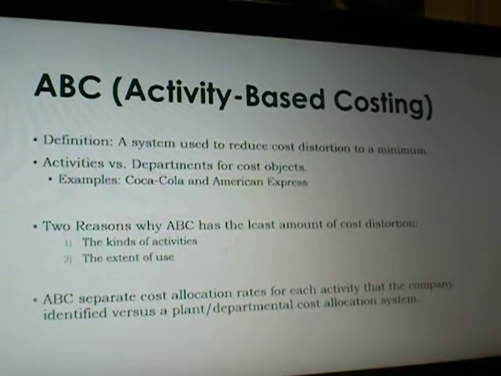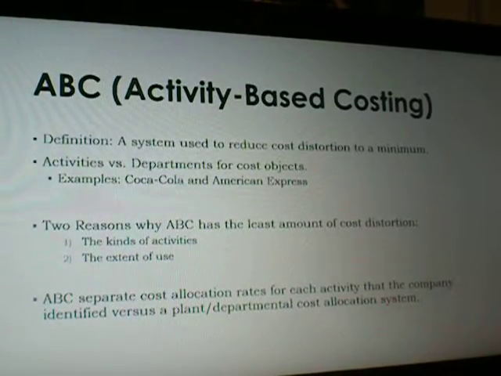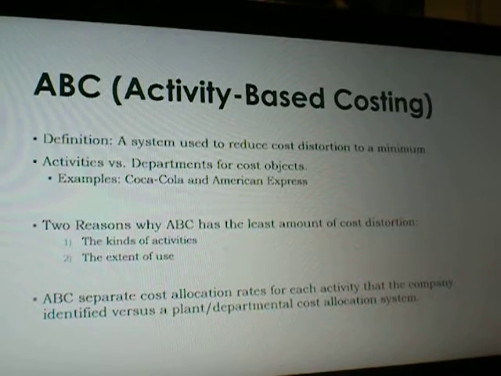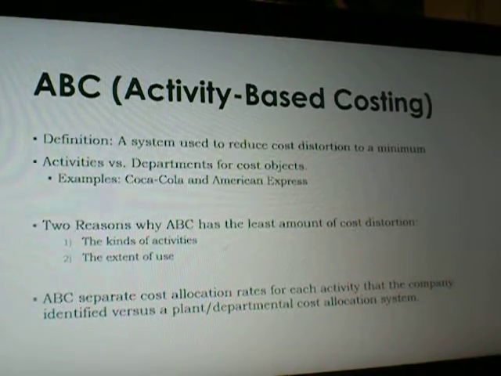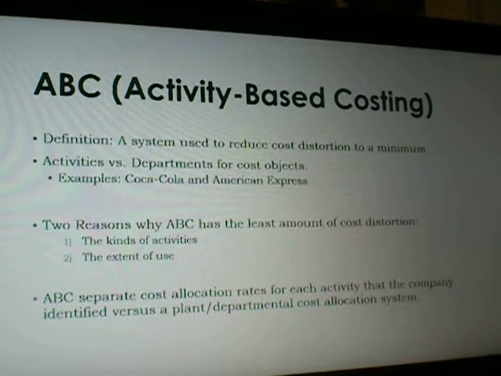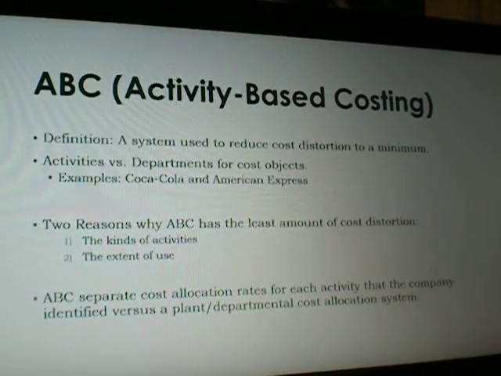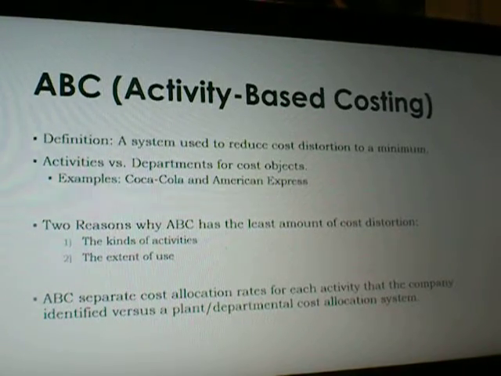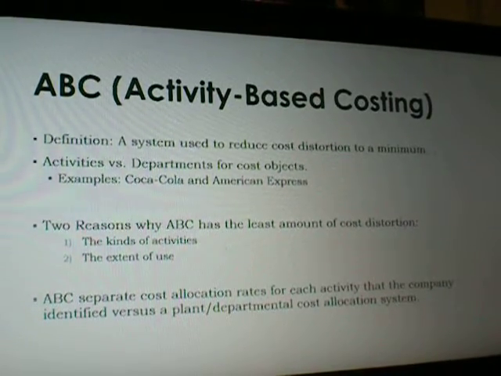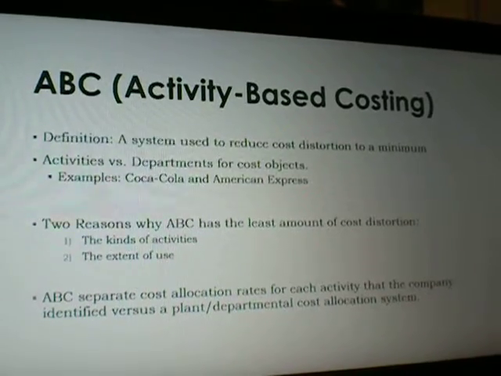A couple examples here are Coca-Cola and American Express. They use this to estimate the cost of resources to produce different products, for different services, and to serve different customers. Two reasons why ABC has the least amount of cost distortion is because it assigns costs, as stated before, to the kinds of activities, not the departments, and for how long these activities are used, or their extent. So in conclusion, ABC separates cost allocation rates for each activity that the company identifies versus a plant or departmental cost allocation system.